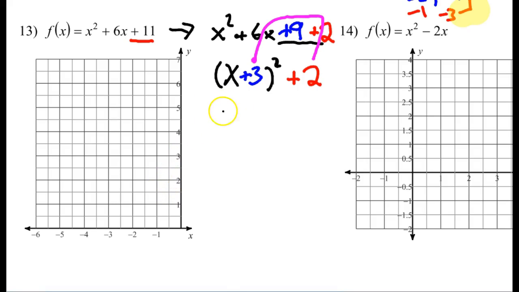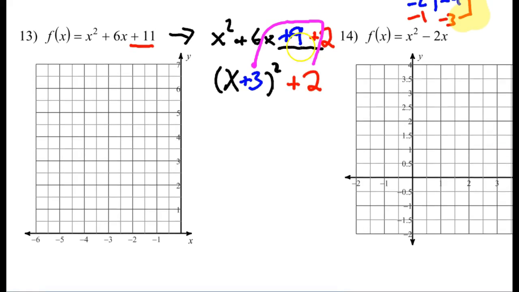You notice I don't have it written out, x plus 3, x plus 3. We don't really need that because we already know that's what we're trying to do. The 2 came from right here. I just dropped it down. And the reason it's 2 is because I need to make this part equal to this number. So since it was 9, I added 2 more to make it equal to 11. That's where the 2 came from.